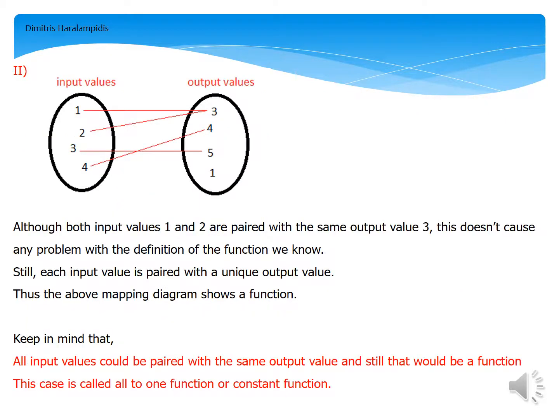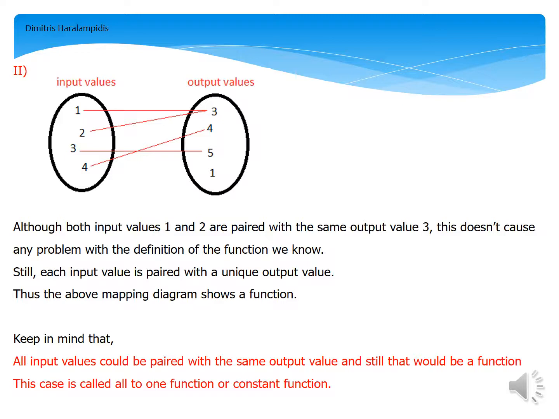Moving on to the second diagram, we have that the input value 1 is paired with the output value 3, 2 is paired with 3, 3 with 5, and 4 with 4. Notice here that although both input values 1 and 2 are paired with the same output value 3, this doesn't cause any problem with the definition of the function we know. Still, each input value is paired with a unique output value. Thus, the above mapping diagram shows a function.